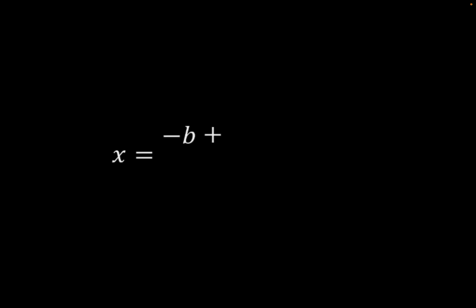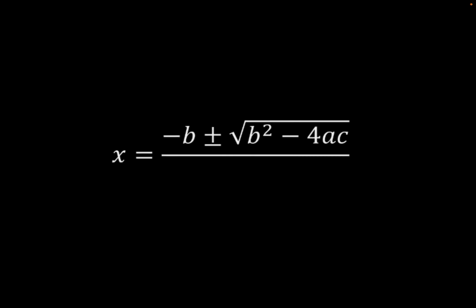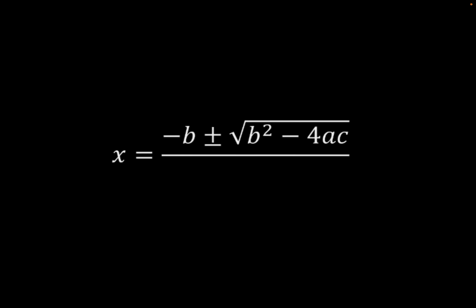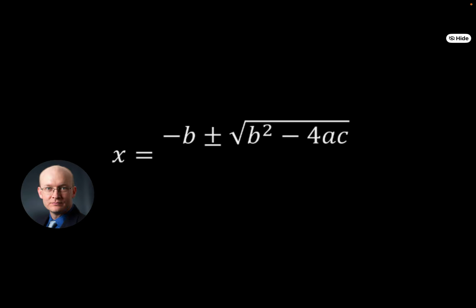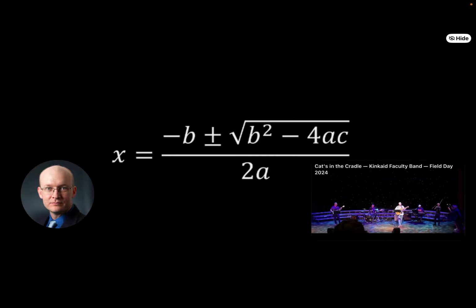Negative b plus or minus the square root of b squared minus 4ac. So what goes underneath our square root? Type that into the calculator. Just what is under it. X is equal to negative b plus or minus the square root of b squared minus 4ac all over 2a.